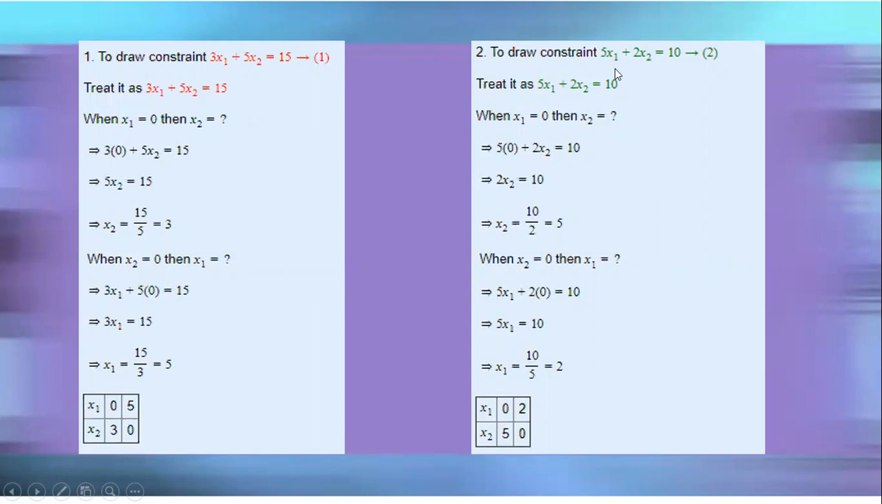Second equation, we have 5x1 + 2x2 = 10. So x1 = 0, x2 will be 5, and x2 = 0, x1 will be equal to 2. So the coordinates are (0, 5) and (2, 0).